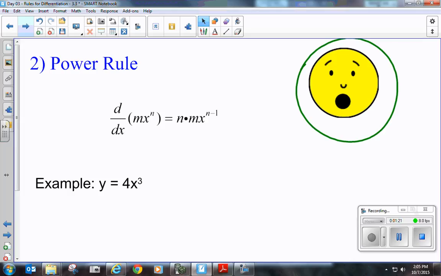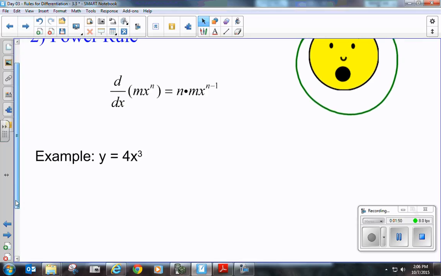If I want the derivative of some constant n times x raised to a power of n, all I need to do is multiply the front number by my exponent, whatever it was, and then subtract 1 from the exponent, and that's it. You multiply your coefficient by whatever your exponent is, and then you subtract 1 from your exponent, that becomes your new exponent.